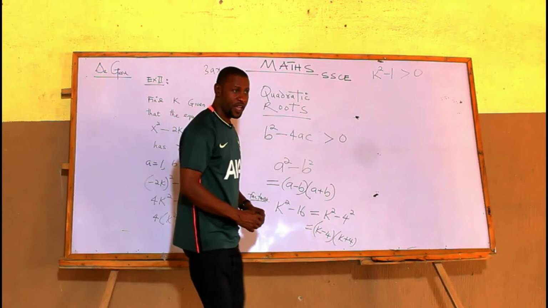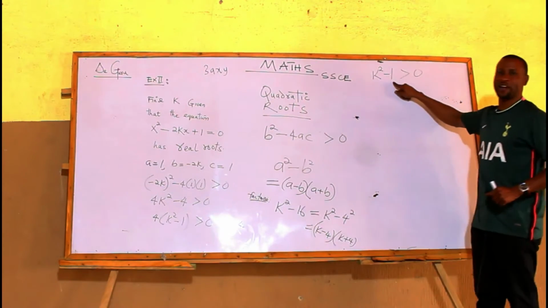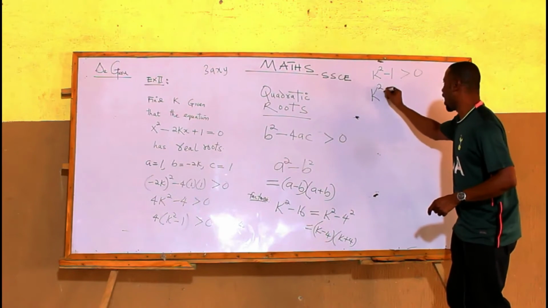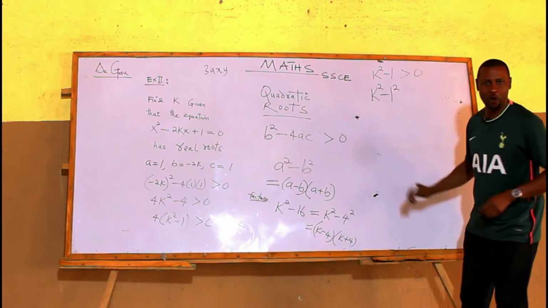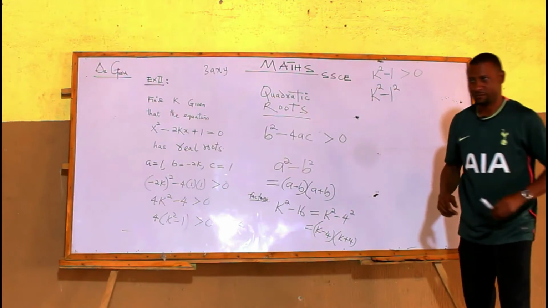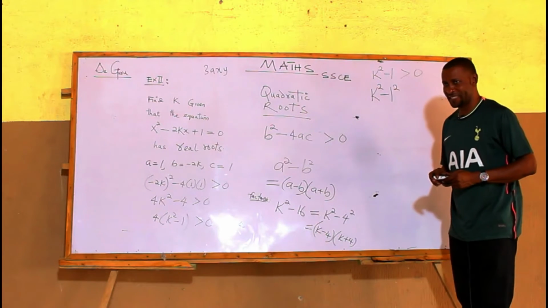Class, I'm going to use that concept here. This is k squared minus 1. Do you know that this can be written as k squared minus 1 squared? Are you aware? After all, 1 square is still the same thing as what? 1. Are we reasoning together?